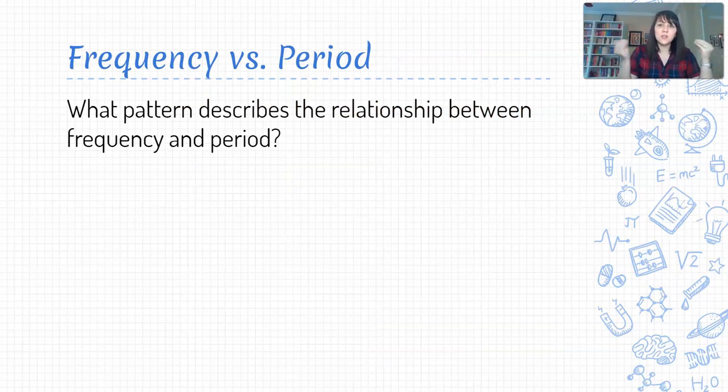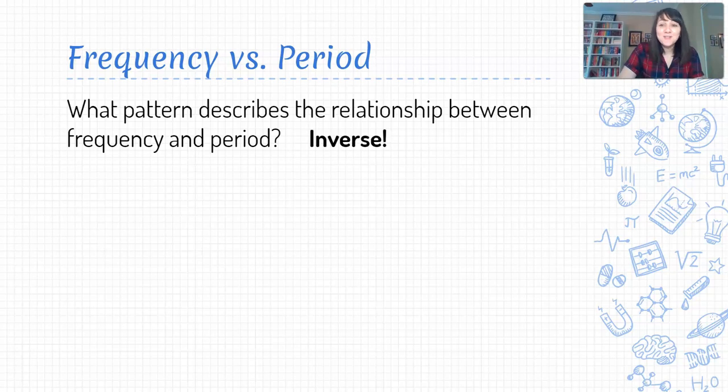Now, let's get a little bit more into some of these relationships among these different parameters here, okay? So I asked you in your investigation to gather some data on frequency of a wave and period of a wave and see what relationship there was between the two of them. What relationship did you identify between frequency and period?